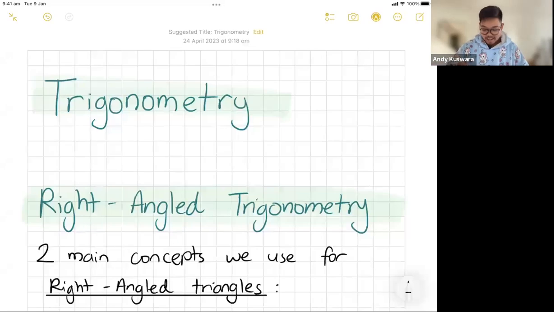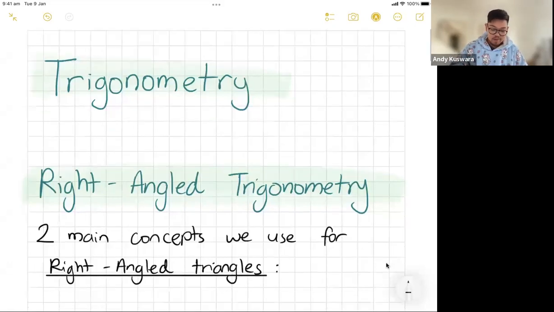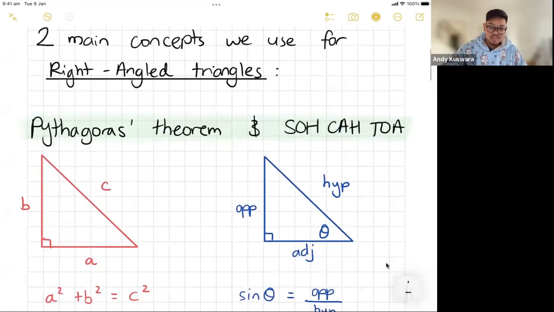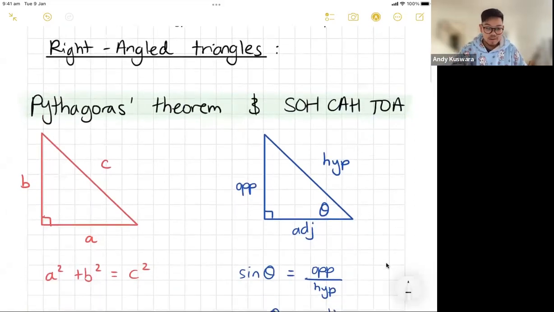Okay, so new topic, trigonometry. We're going to blaze through this. Our first topic that we're going to cover in trig is right-angled trigonometry. Anything to do with a right-angled triangle, as a good old friend of mine used to say, there's only two types of triangles: right-angled or non-right-angled. If we're talking about right-angled, you've got two things you can do here. You can either use Pythagoras' theorem or SOHCAHTOA.